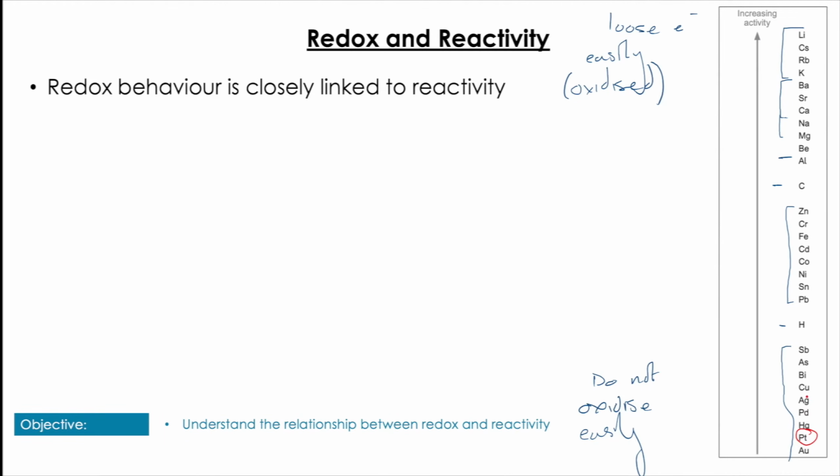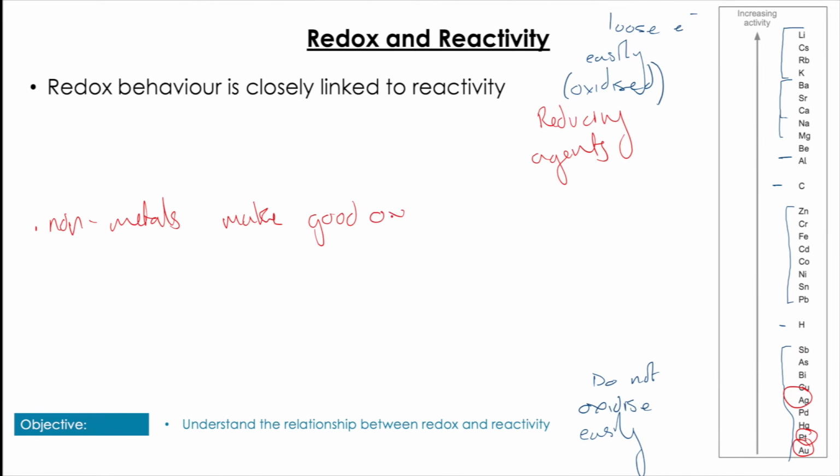Now, we don't want to get confused and think that as we go across or as we go down the reactivity series, it becomes easier to reduce these. It's not necessarily the case. It just means that they do not oxidize as easily. So it's not the opposite case. It just means that the things at the top of the reactivity series are oxidized very easily and are good reducing agents, and the things at the bottom don't react at all.